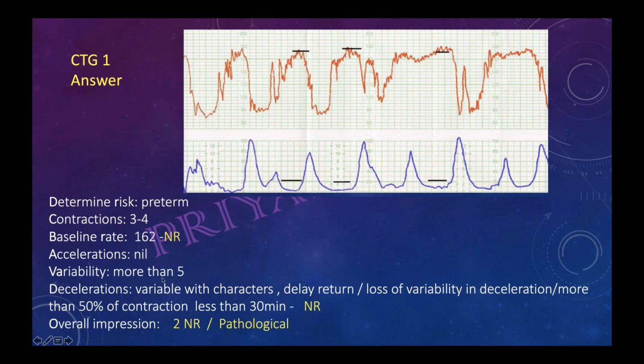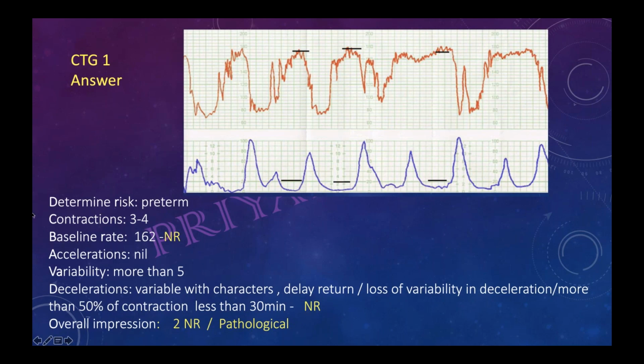There is no acceleration. Variability, Vishnu Priya, you missed explaining. But if you see this part, variability is more than 5. It is at least going more than 2 boxes, so it has got variability. There is loss of variability here, but here variability is more than 5. Decelerations are variable with characteristics: delayed return, loss of variability within the deceleration, present in more than 50% of contractions, and for less than 30 minutes. So it is 1 NR feature. So now we have 2 NR features, so the overall impression is pathological.